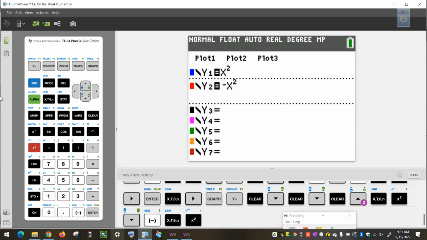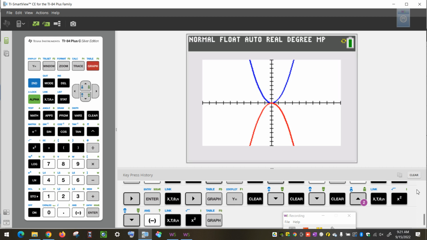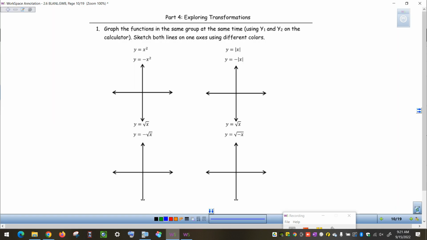So all we're looking at here is just what happens when we put the negative in front of x squared. And this is what happened. That was interesting. All right, so we have the original x squared in blue. The negative x squared is showing up here in red. So let's go ahead and copy these. I guess even if you're using different colors, it would still be a good idea to label them.